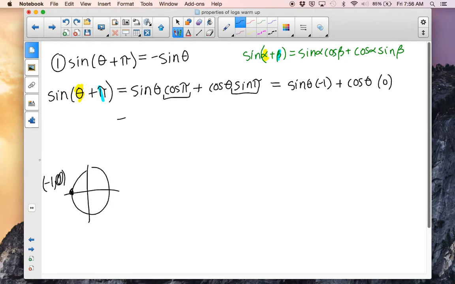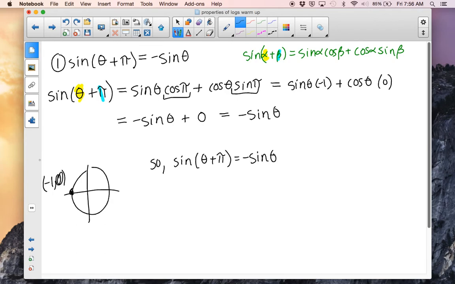And all of that equals negative sine theta plus 0, because cosine theta times 0 is 0, so that equals negative sine theta. And so in the end, I'm going to say, so sine of theta plus pi equals negative sine theta. So notice that this first part equals this last part. We're done. And that's it.